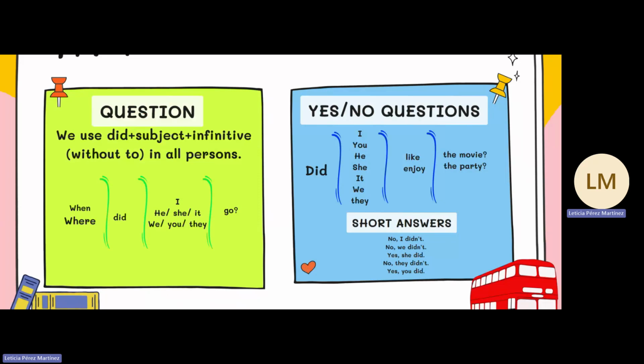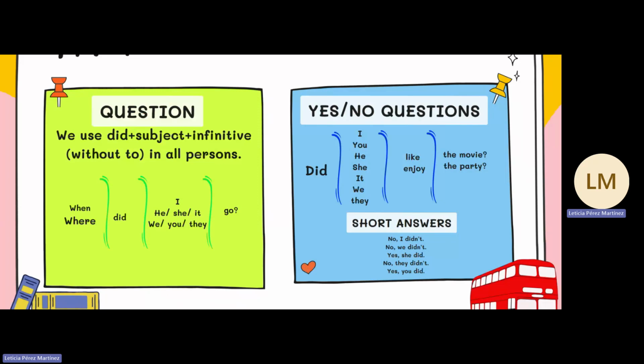Then we have the structure, in this case, the question, the interrogative form, and the possible answers. To form a question in the simple past tense, we have to use the auxiliary did plus the subject plus the simple form of the verb. I mean the infinitive without the particle to in all persons. One more time with all the pronouns: I, you, he, she, it, we, you, or they.